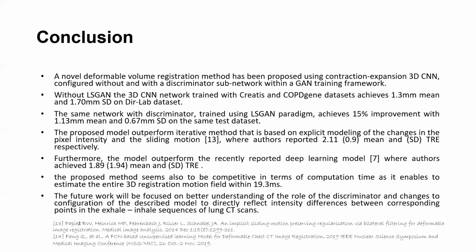The proposed method also seems competitive in terms of computational time, as it enables estimating the entire 3D registration volume field within 19.3 milliseconds. The future work will focus on better understanding the role of the discriminator and changes to the configuration of the described model to directly reflect intensity differences between corresponding points in the exhale-inhale sequence of the lung CT scan.